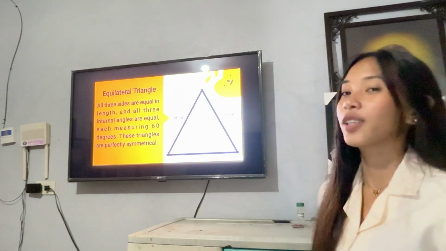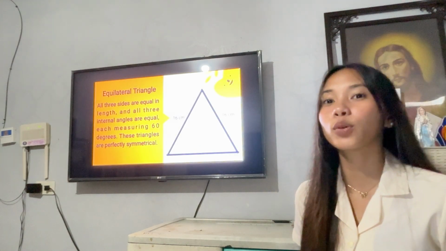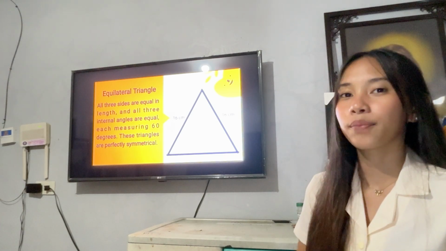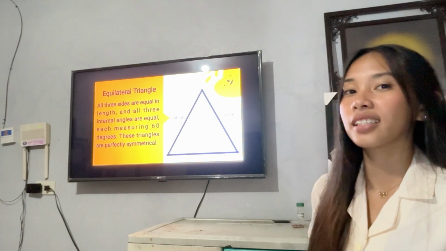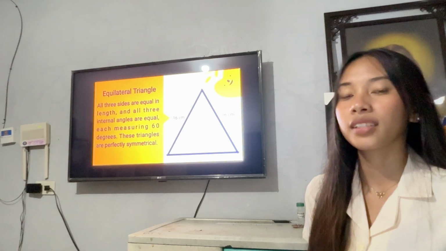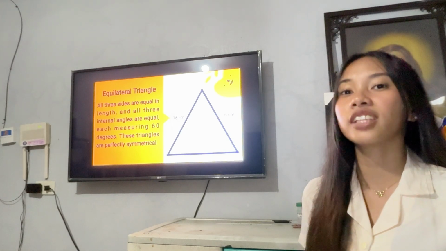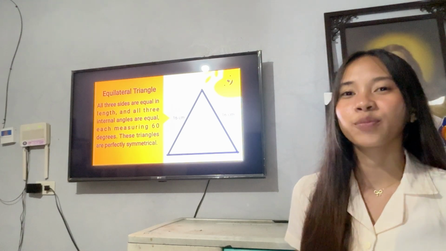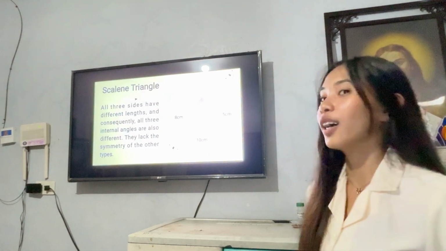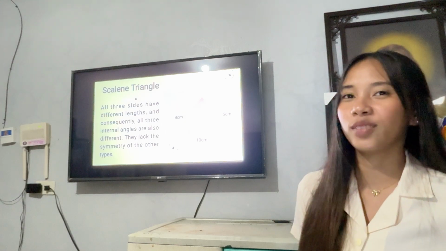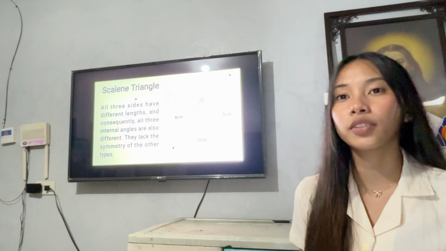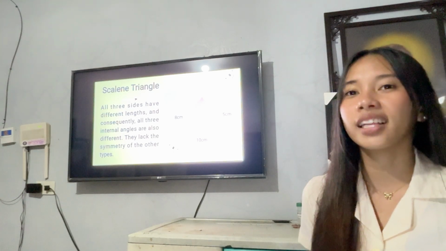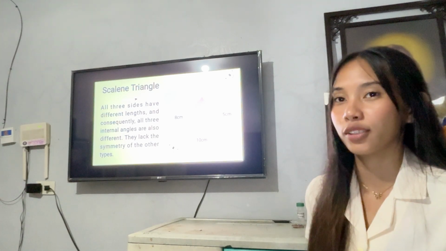Next, we have the equilateral triangle. It is the most symmetrical type of triangle because all three sides are of equal length and all three internal angles are exactly 60 degrees, since the total sum of angles in any triangle is 180 degrees. And lastly, we have the scalene triangle, where all three sides are of different lengths, and as a result, its internal angles also have different measures.